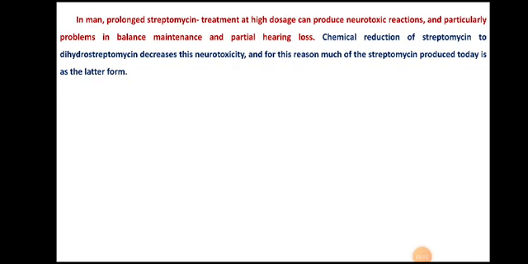In humans, prolonged use of streptomycin at high doses may lead to side effects. So it may lead to neurological reactions, particularly difficulty in the maintenance of balance, partial hearing loss, etc. However, the reduction of streptomycin by chemical reaction to dihydrostreptomycin decreases this kind of neurotoxicity, and for this reason much of the streptomycin produced today is in the form of dihydrostreptomycin.